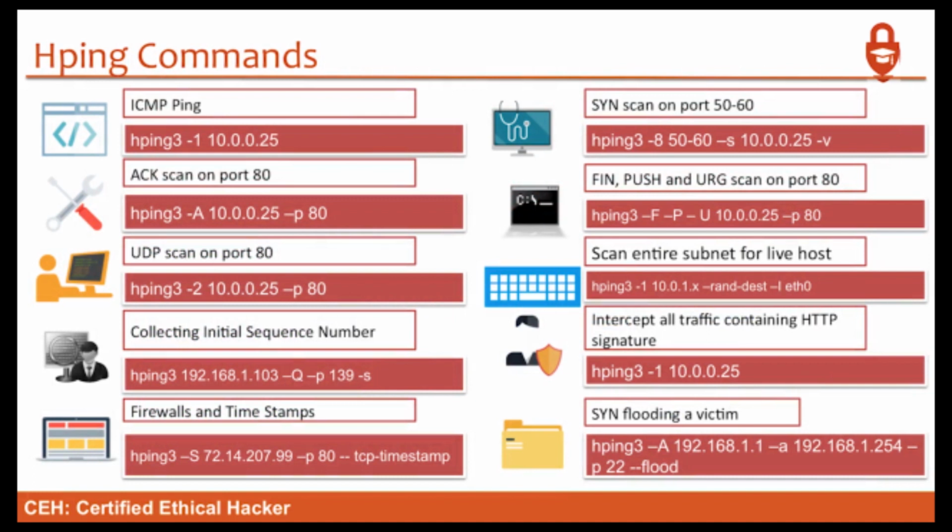So some HPing commands. ICMP ping: you want to do hping3 -1 and the IP address. So that's literally going to do an ICMP ping. So this can totally replace your regular old ping tools because it can speak ICMP as well as TCP. So here's some common commands. I recommend that you become very familiar with these. You will likely see test questions on these exact ones. So SYN flooding a victim, all this kind of stuff.